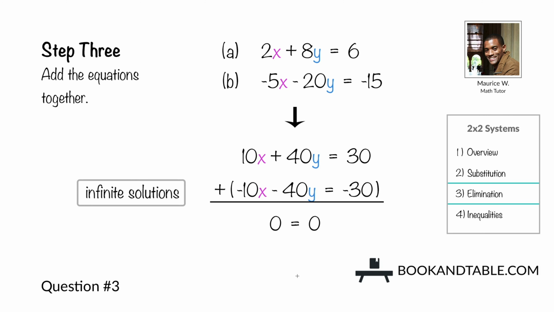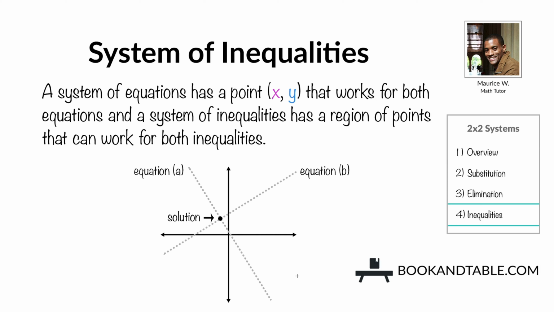So that is how you go about finding the solution to a 2x2 system of equations. Let's now discuss how you would go about finding the solutions to a 2x2 system of inequalities. Now, a system of equations has a point or an x, y coordinate, such as this one, that works for both equations. So you have one equation, equation A. You have a second equation, equation B. And the solution is the point in the coordinate plane where these two lines cross.